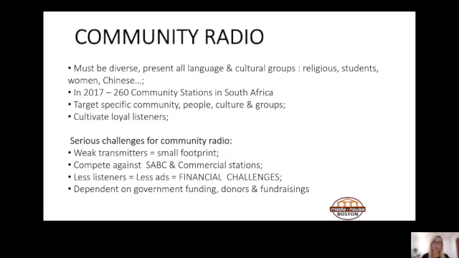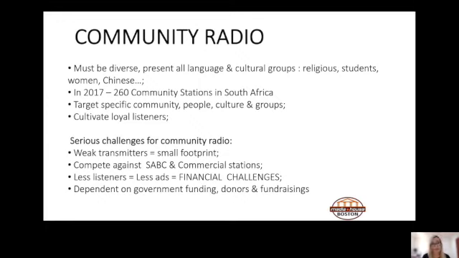But like I've said, there are serious challenges for these stations. Not all of them, but for some of them. So either they have very small footprints because they have very weak transmitters. But a big one is that they're competing against SABC and commercial radio stations, okay? And advertisers, unfortunately, tend to look at reach, and the reach sits with the national radio stations or the big regional radio stations. So the community radio stations tend to be second choice when it comes to a lot of the advertisers.